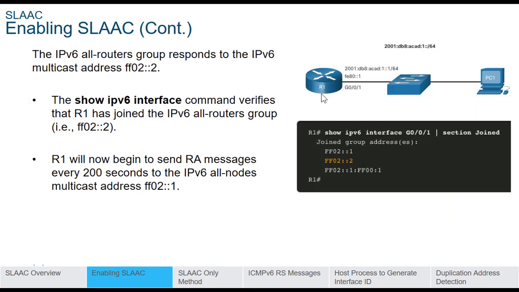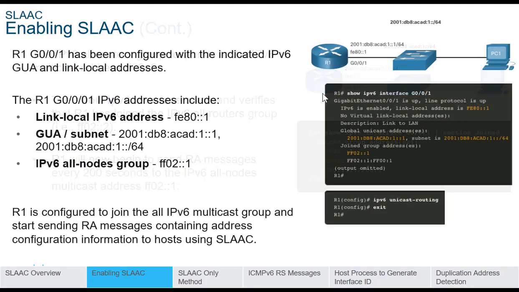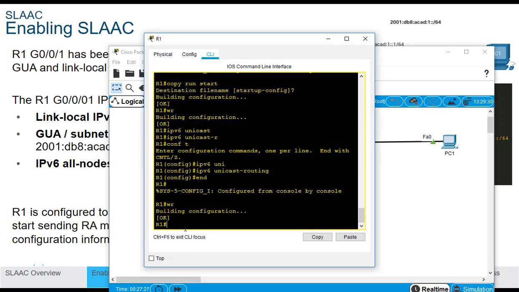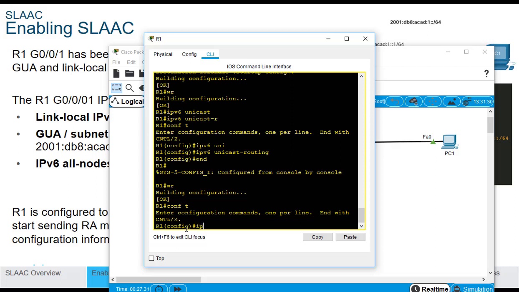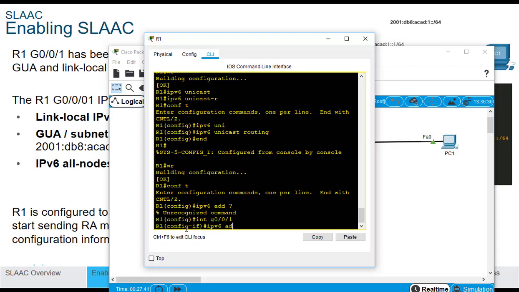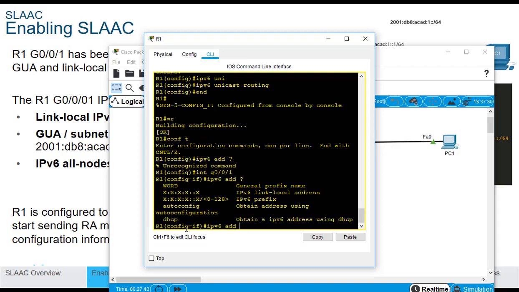Okay, let's look at the next part. By the way, let's go back to our Packet Tracer file and see what options are available. Let's not stop there. IPv6 address, and I'll leave a space. Let's go into interface g0/0/1, IPv6 address, leave a space, question mark.